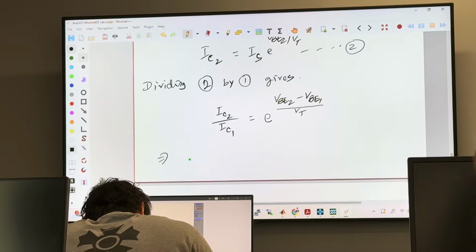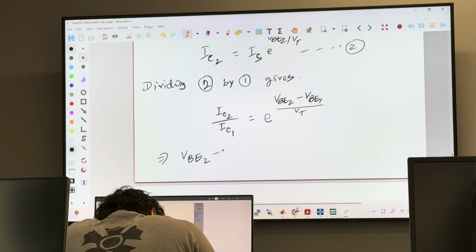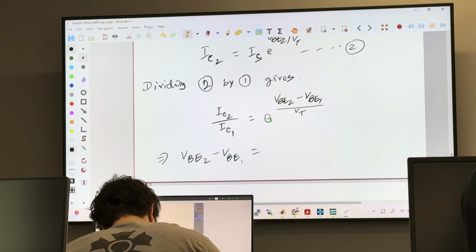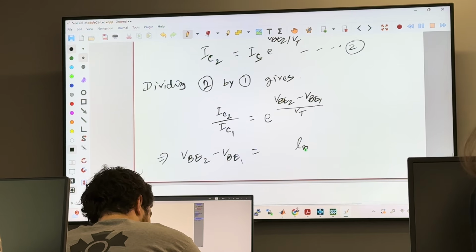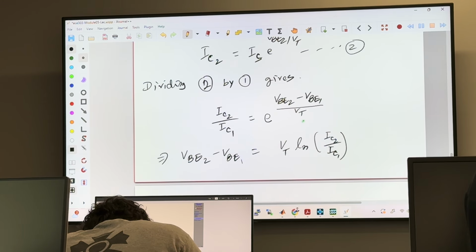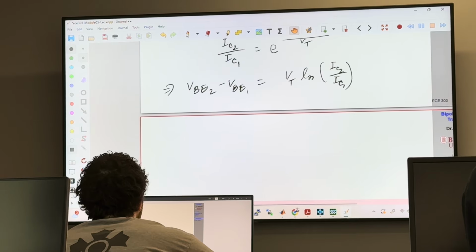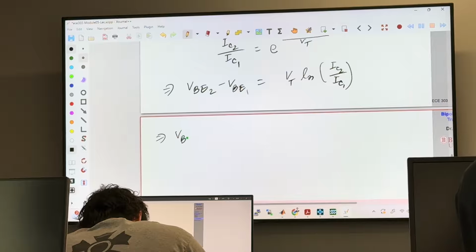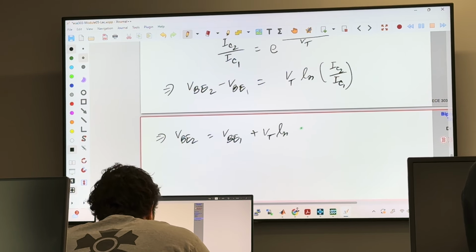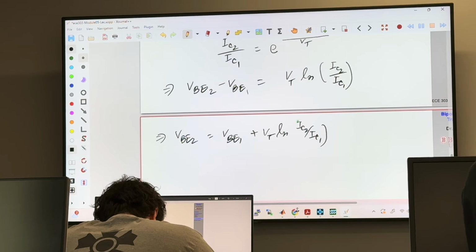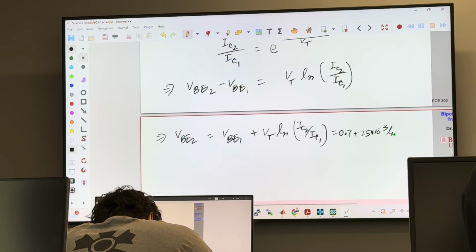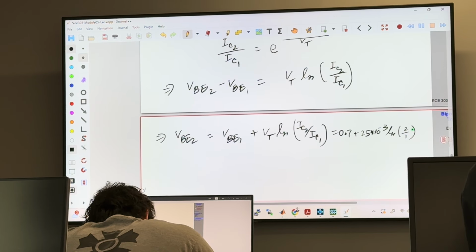Now, your calculator, guys. If you take the natural logarithm of this part, natural logarithm of IC2 over IC1, and you multiply with VT, VBE2 is going to be VBE1 plus VT natural logarithm of IC2 over IC1, which is going to be 0.7 plus 25 times 10 to the negative 3 natural logarithm of 2 over 1, 2 milliampere over 1 milliampere. So natural logarithm of 2.